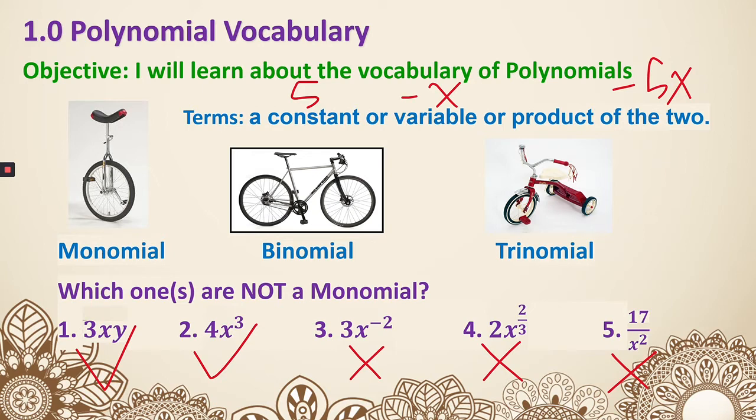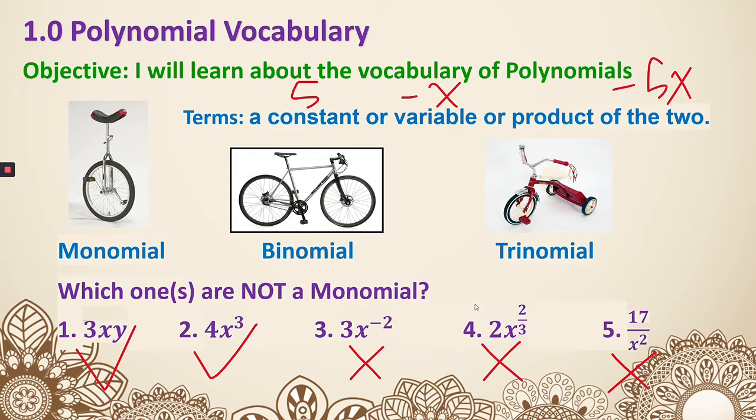The first two are just regular variables, regular exponents. But the third one, compared to the first two, the difference is the exponent is negative. That means in order to be a monomial, it cannot have a negative exponent. The fourth one, the difference is the exponent now is a fraction. And that means a monomial cannot have a fraction exponent. The fifth one is not a monomial because the variable is on the bottom. That means the variable cannot appear in the denominator.